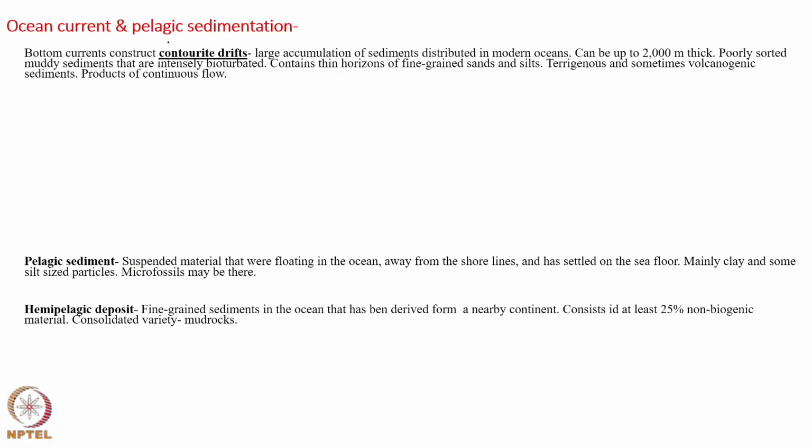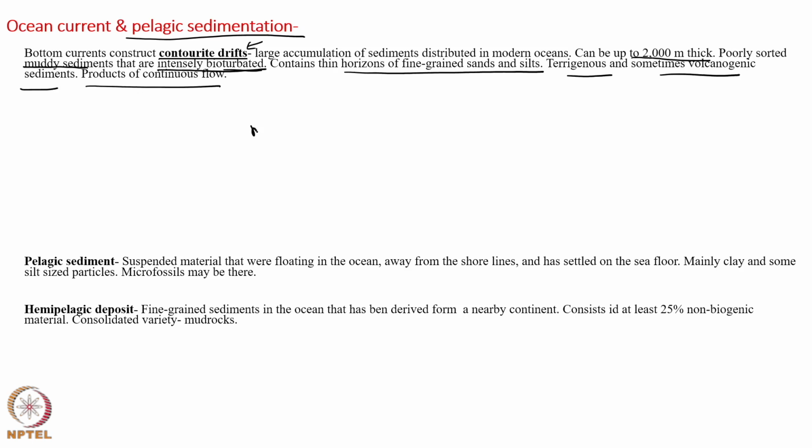Let us look at the ocean currents and the related pelagic sedimentation. Bottom currents construct contourite drifts. These are large accumulations of sediments distributed in the modern ocean, can be up to 2 km thick, poorly sorted muddy sediments and are intensely bioturbated. They contain thin horizons of fine grained sands and silts. They are terrigenous and sometimes volcanogenic sediments, and they are the products of continuous flow. So, this contourite drift succession is mostly mud and there are a few sand or silt layers in between.